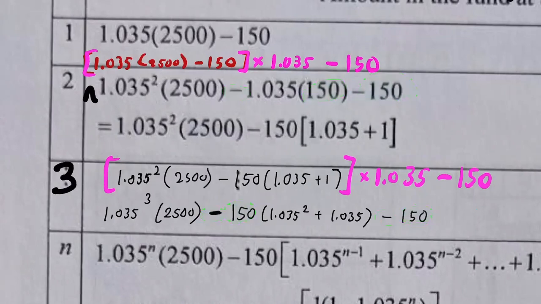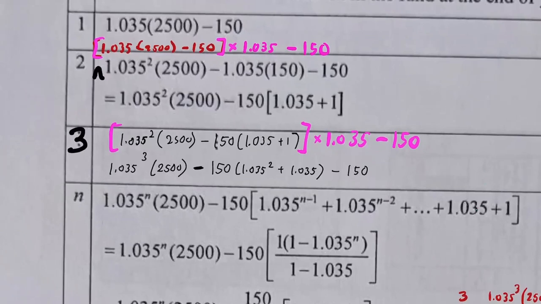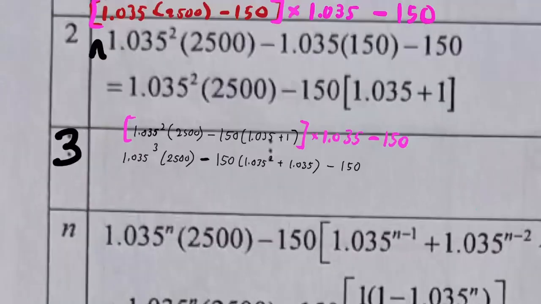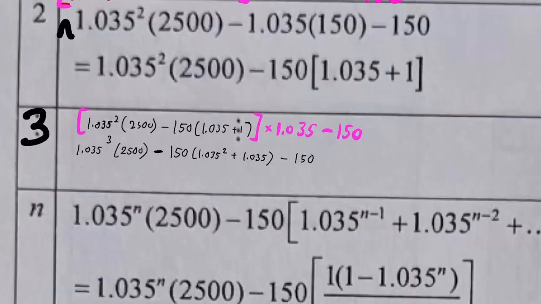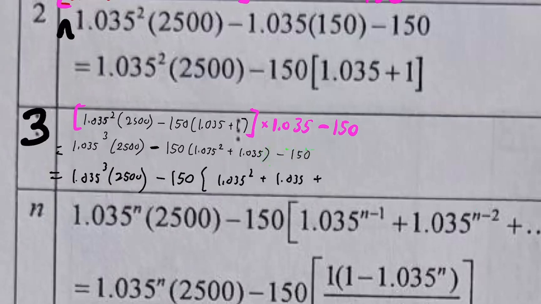Can factorize. Factorize out the 150. No space, wait. Okay, I'm going to shrink it down and then zoom in. Looks okay, equals 1.035 to the power of 3 times 2500 minus 150. Factor out, you are left with 1.035 squared plus 1.035. And then if you factor out negative 150, that's a plus 1 here.